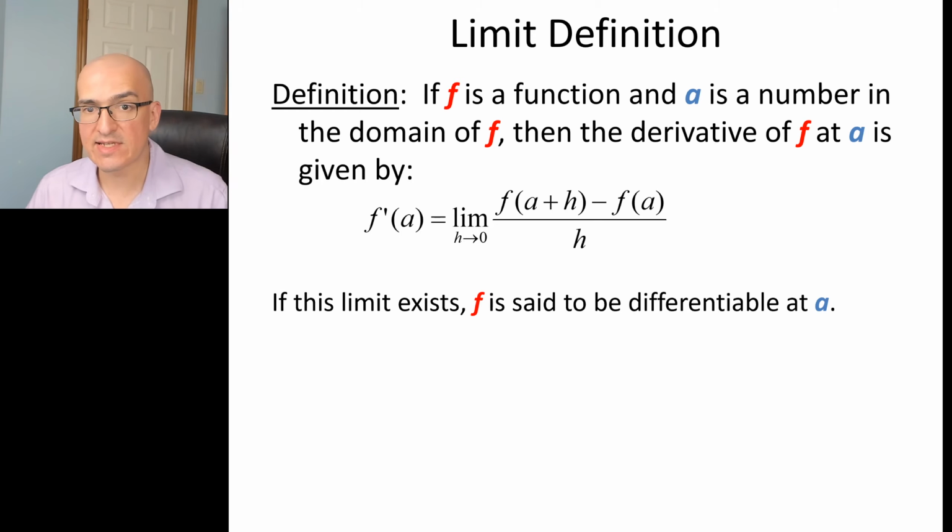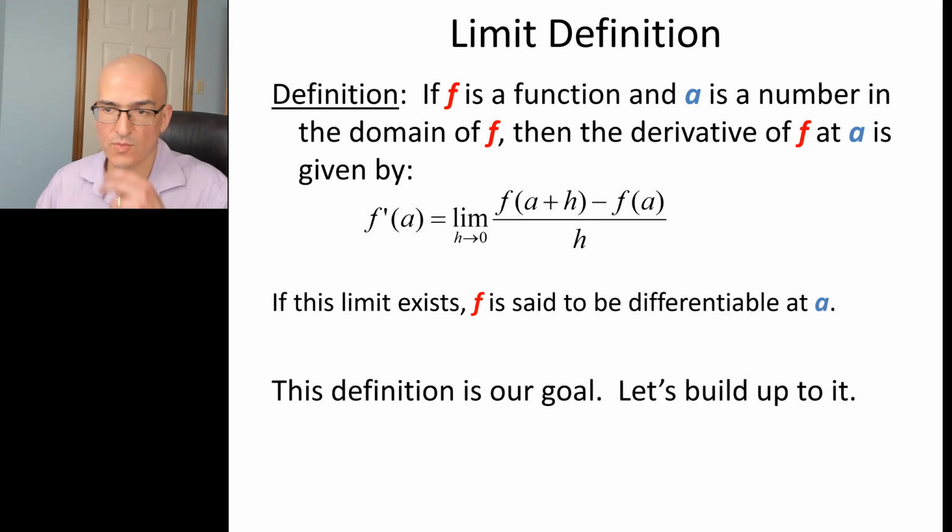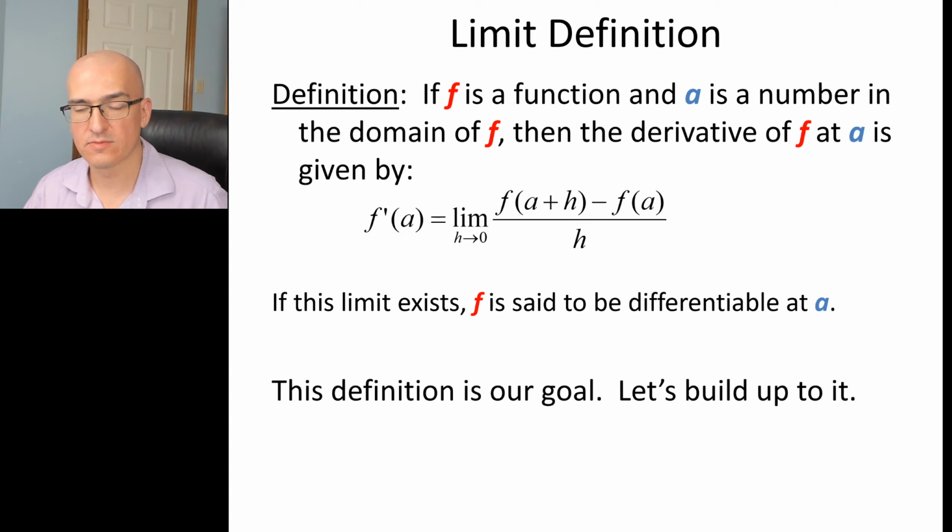If this limit exists, it is said that the function has a derivative at a, and the value of the derivative at a is equal to the value of that limit. I want to get to this point with a little bit more motivation.